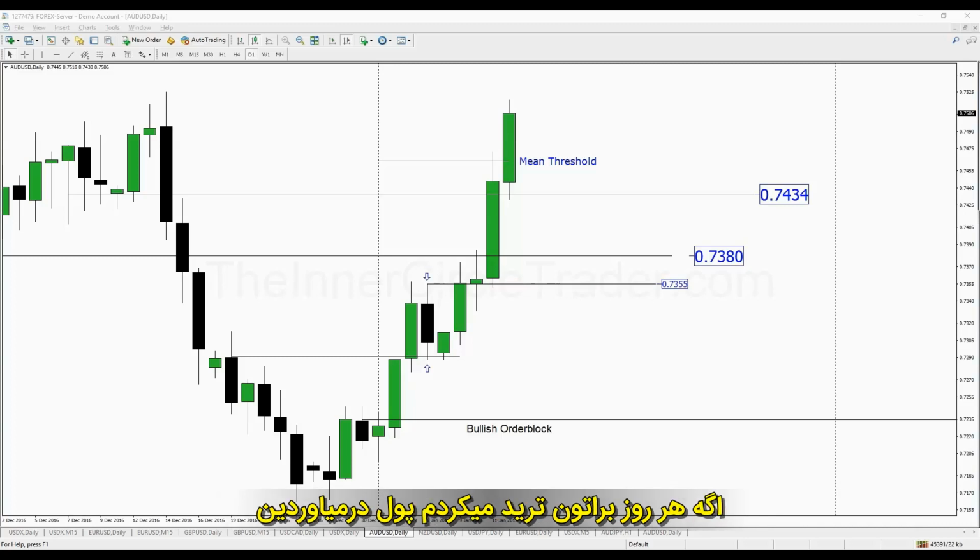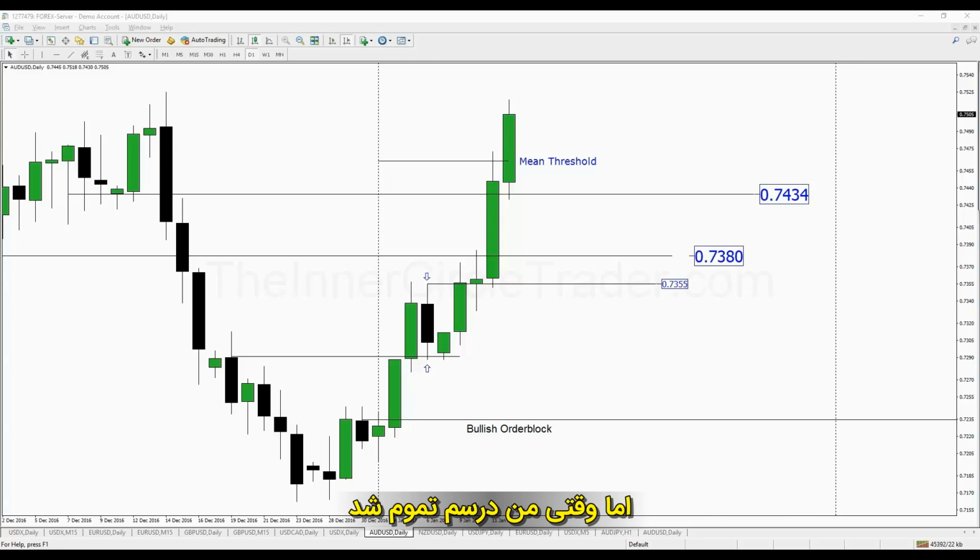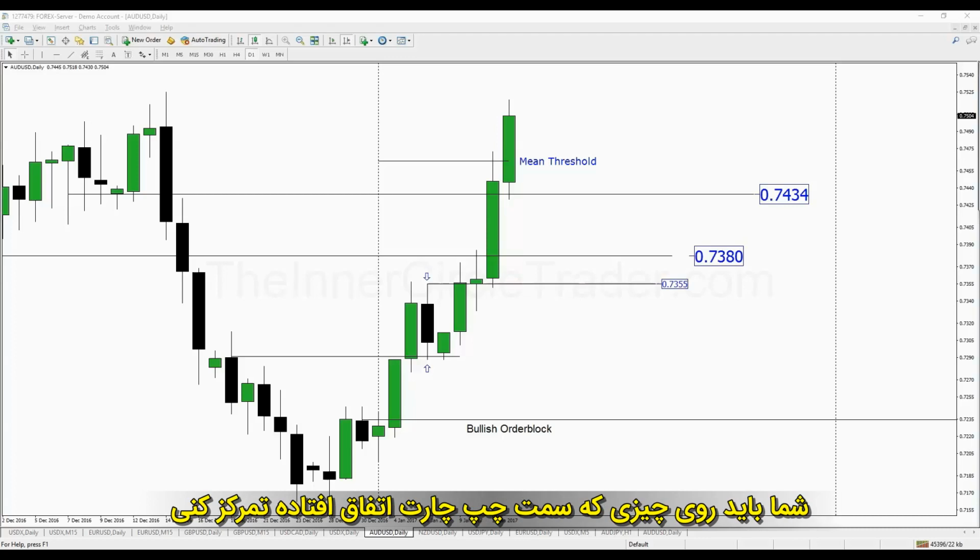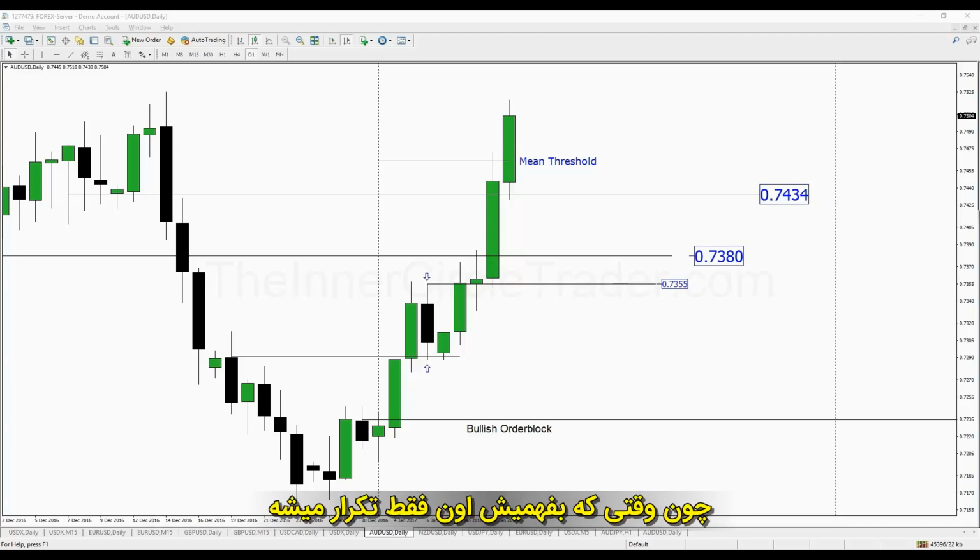If I just gave you trades every day, yeah, you'd make money. But when I'm done teaching, when I walk away, you've made money, but you didn't learn how to trade. And that's a waste of time and money. You want to be focusing on what's happened on that left side of that chart, because once you understand all that, it's going to repeat itself.